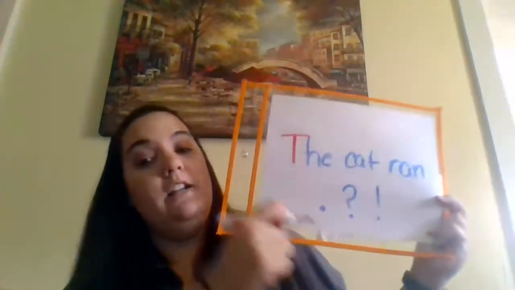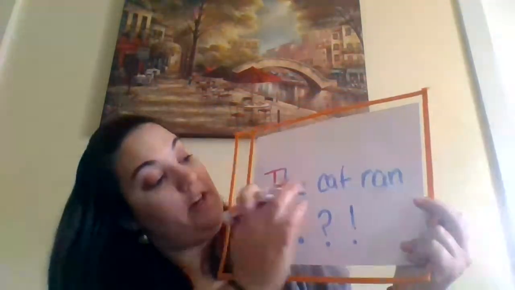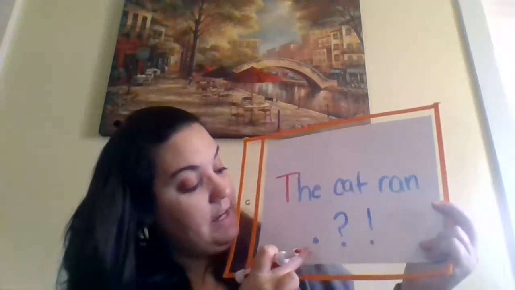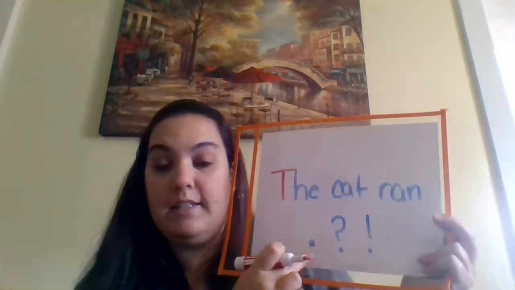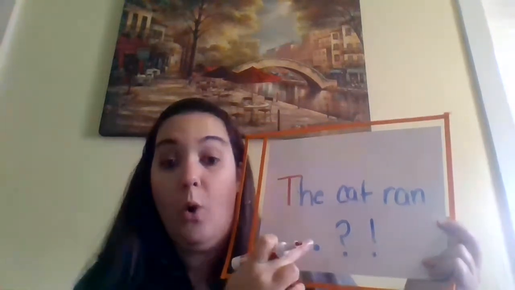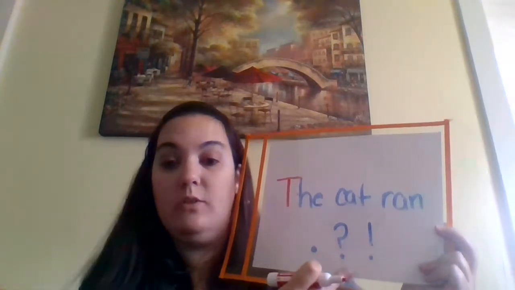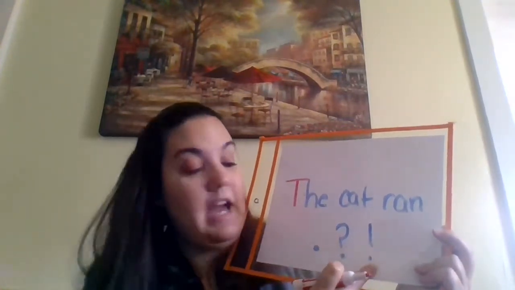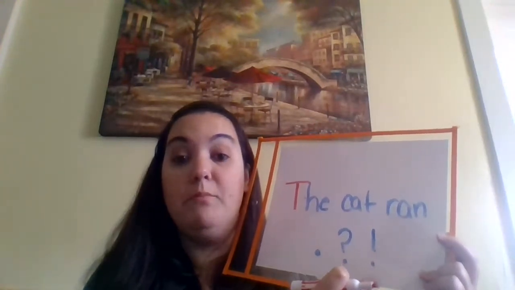Now I have to decide what type of punctuation I'm going to put at the end of my sentence. The cat ran. Well, I know I use a period for a declarative sentence, a sentence that gives me information, or a command. A question mark, I use it at the end of a question, and an exclamation point, I use it after a sentence shows emotion.